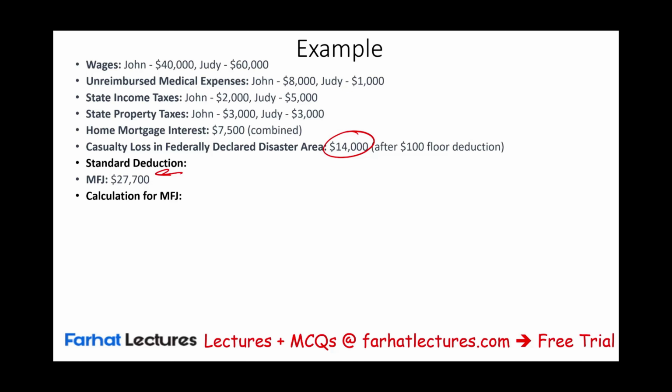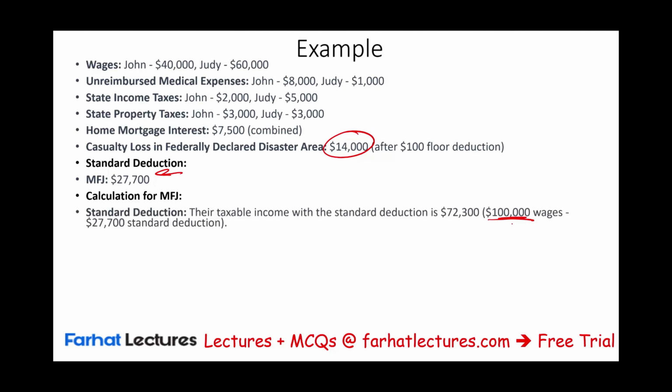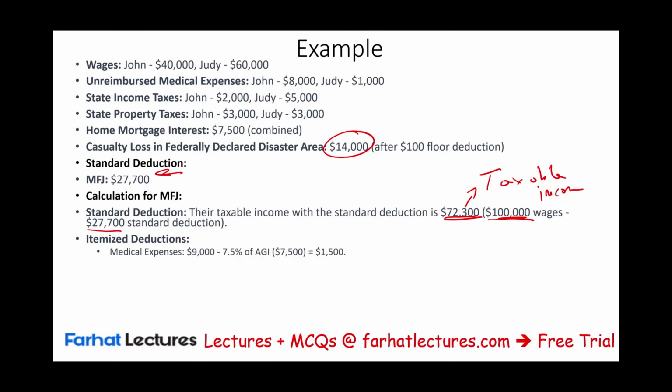So here's what's going to happen. If they use their standard deduction, they're going to take $100,000 minus $27,700. Therefore, their taxable income will be $72,300. Let's assume they itemize. Well, if they itemize, they can take medical expenses of $1,500. They have in total $9,000 together, and medical expenses are deducted for the amount above 7.5% of AGI. Their AGI is 100,000, 7.5% is 7,500. The amount above that is only 1,500.